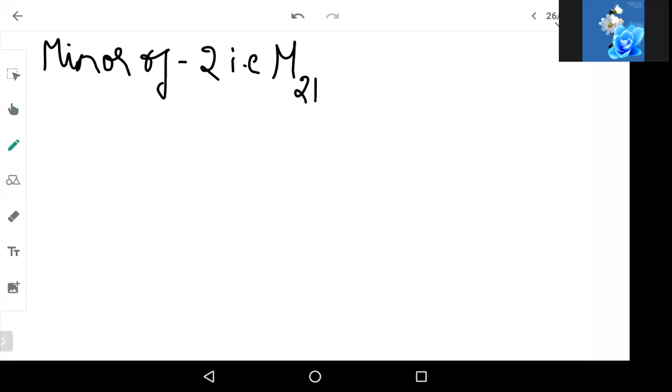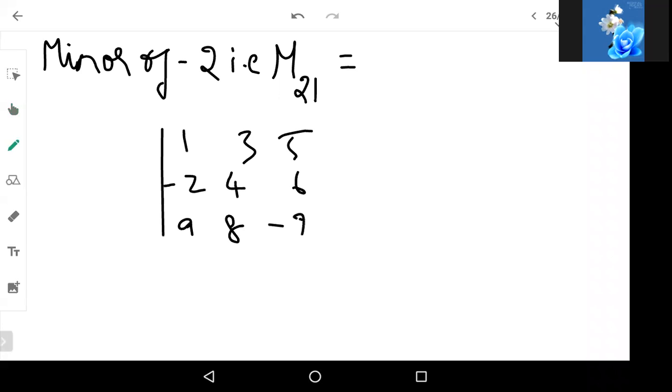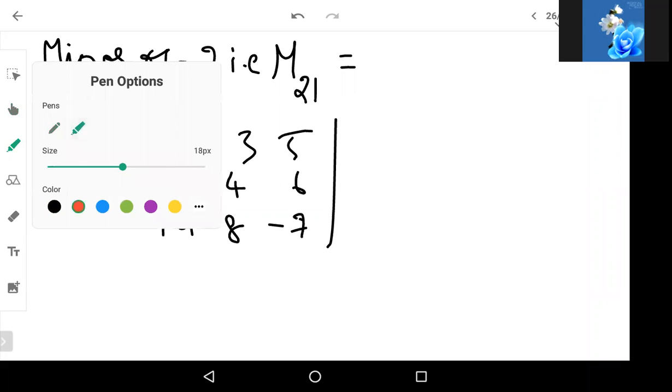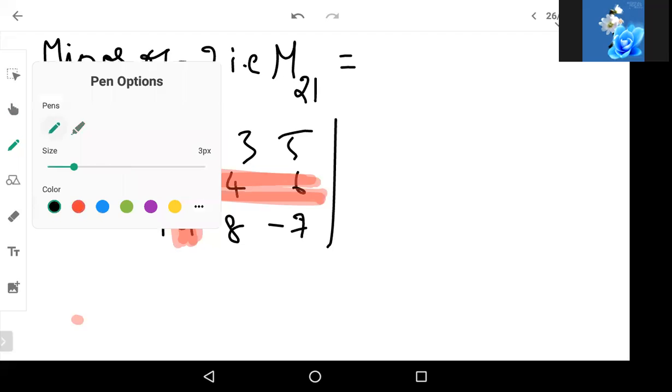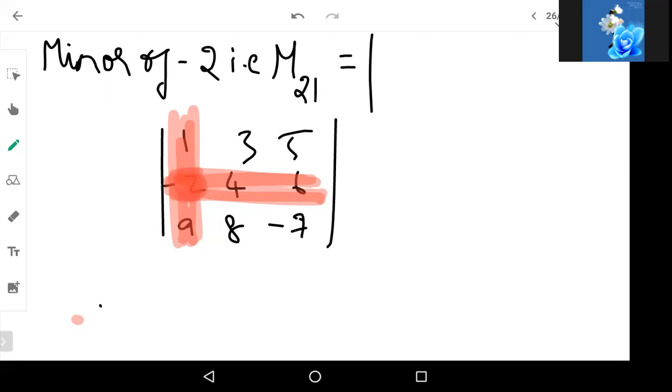Now M21 is equal to, what is the determinant? 1 3 5 -2 4 6 9 8 -7. Now here I want the minor for this. So I will delete the second row, first column. See, this -2 is there in second row as well as first column. That is why I am deleting that. So what is the determinant that I will get now? What are the numbers left over? 3, 5, 8, -7.